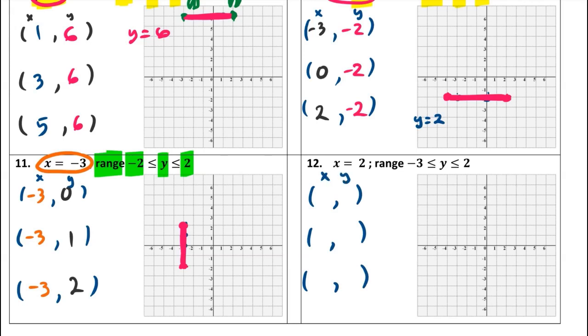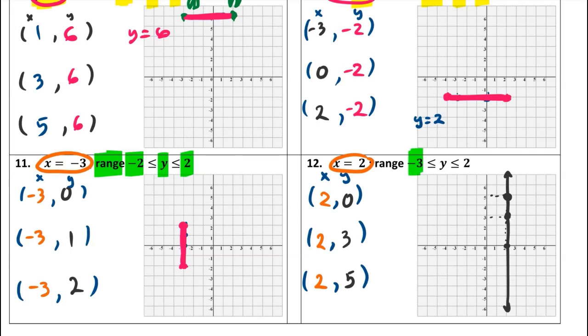For the x, y ordered pair, all x's are 2. For this one we can choose any y number. Let's say 0, 3, 5. So 2, 0 right here. 2, go up 3. And 2, go up 5. You see you will have a vertical line going up and down at x equal to 2.